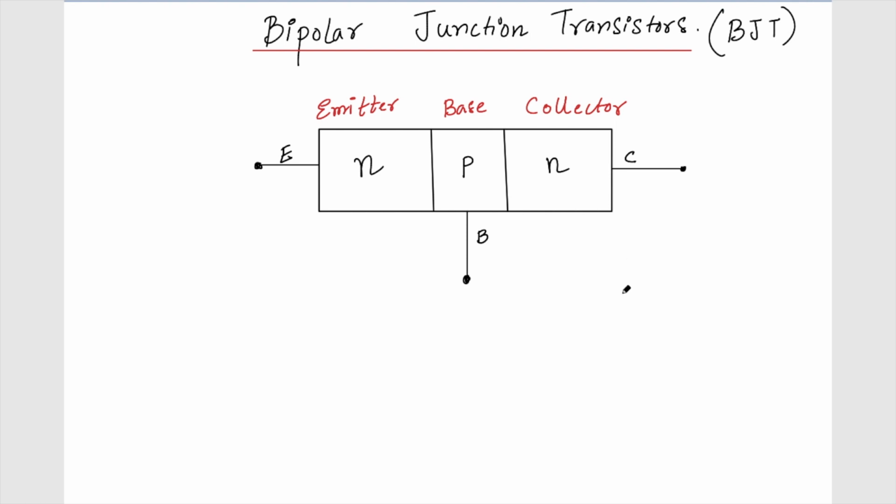Now, even though this looks like two PN junctions, with this PN junction here and the other PN junction here, like back-to-back diodes, note that if I just connect two diodes back-to-back like that and call them collector, base and emitter, the operation of the BJT and this kind of configuration is not the same. So this has to be very clear.